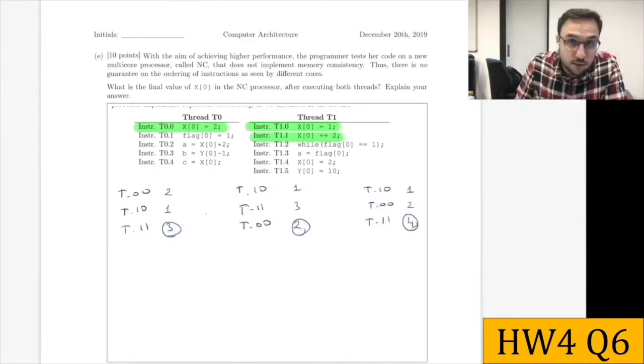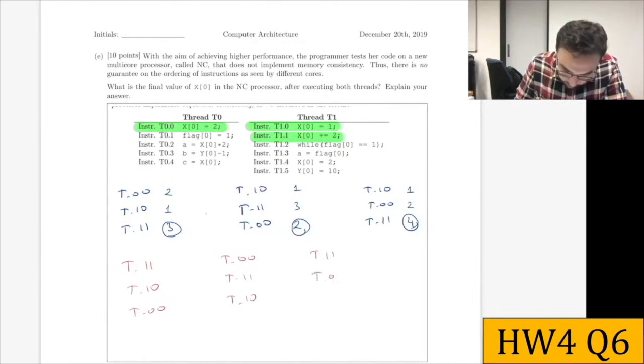In the second part of the question, there were these 3 possible orderings of these instructions. And now we need to also consider the cases where T11 executes before T10. Therefore, it implies this: T11, T10, T00; T00, T11, T10; and T11, T00, T10. Let's calculate what X0 gets in these three combinations.